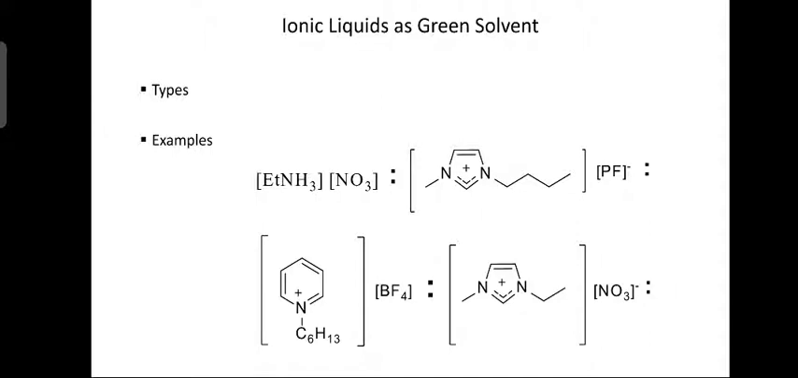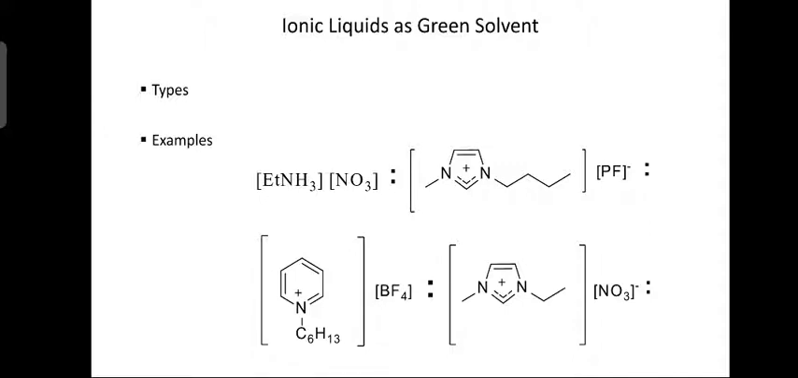Ionic liquids mainly consist of ions. By the careful choice of starting materials, it is possible to prepare ionic liquids. The first ionic liquid, EtNH3NO3, with melting point 12 degrees Celsius, was discovered in the year 1914. Ionic liquids are broadly classified into two types: simple salts and binary ionic liquids, which are used as green solvents.